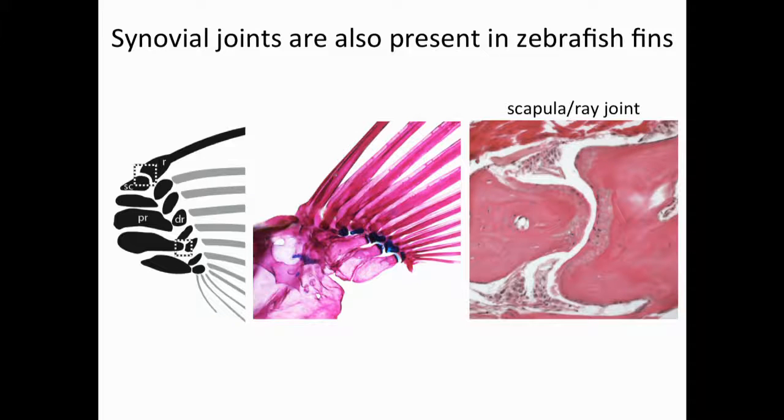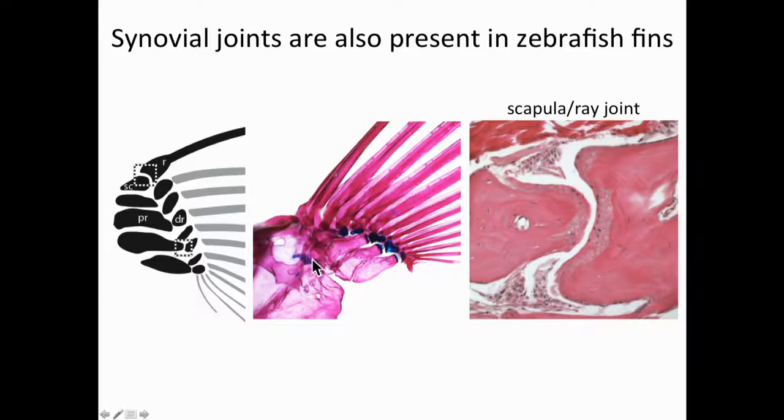So what I've shown you so far is just data from the jaw joint, but there are other freely movable joints within fish. So we looked at the zebrafish pectoral fin, and what we found was that some of the joints within the pectoral fin actually present with synovial characteristics. So in particular, the joint between the scapular array, as well as the proximal and distal radials.